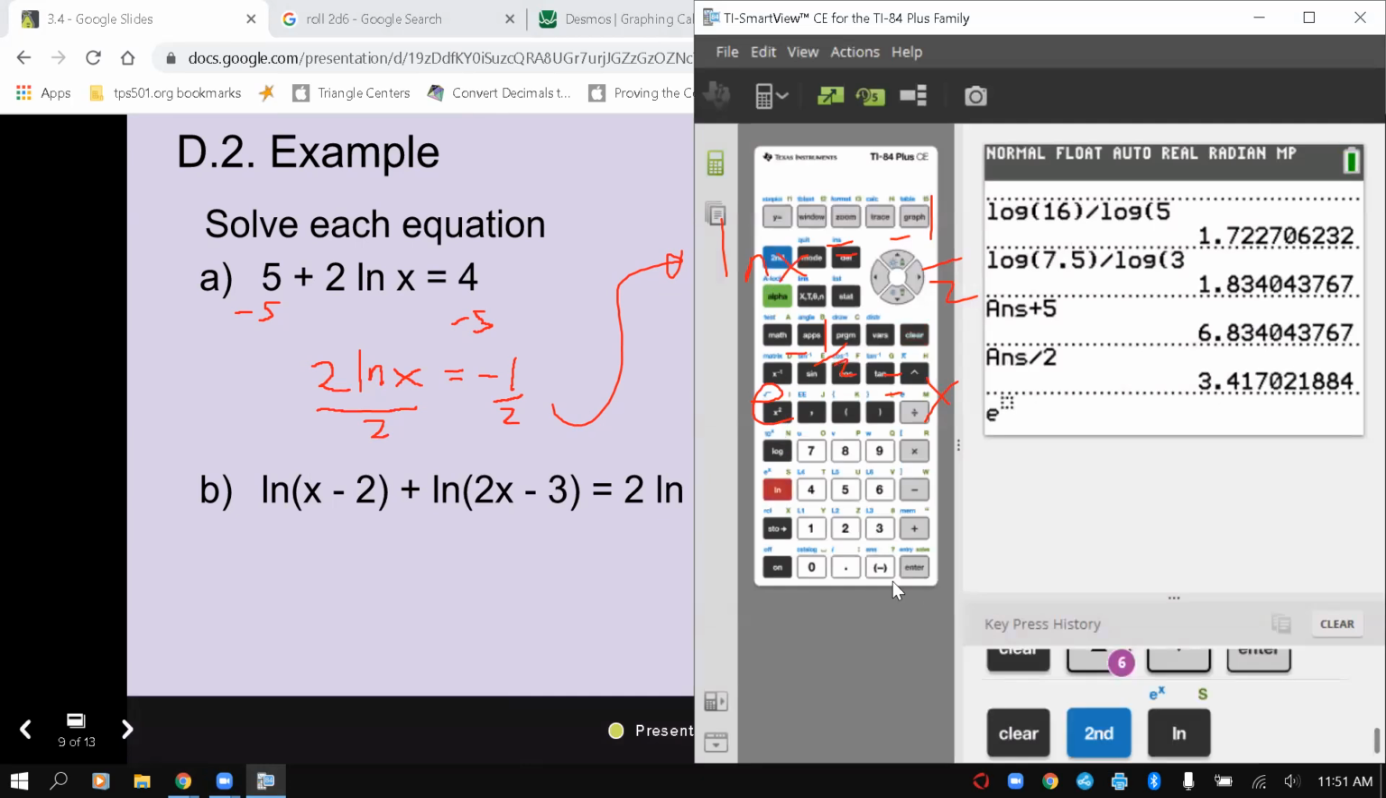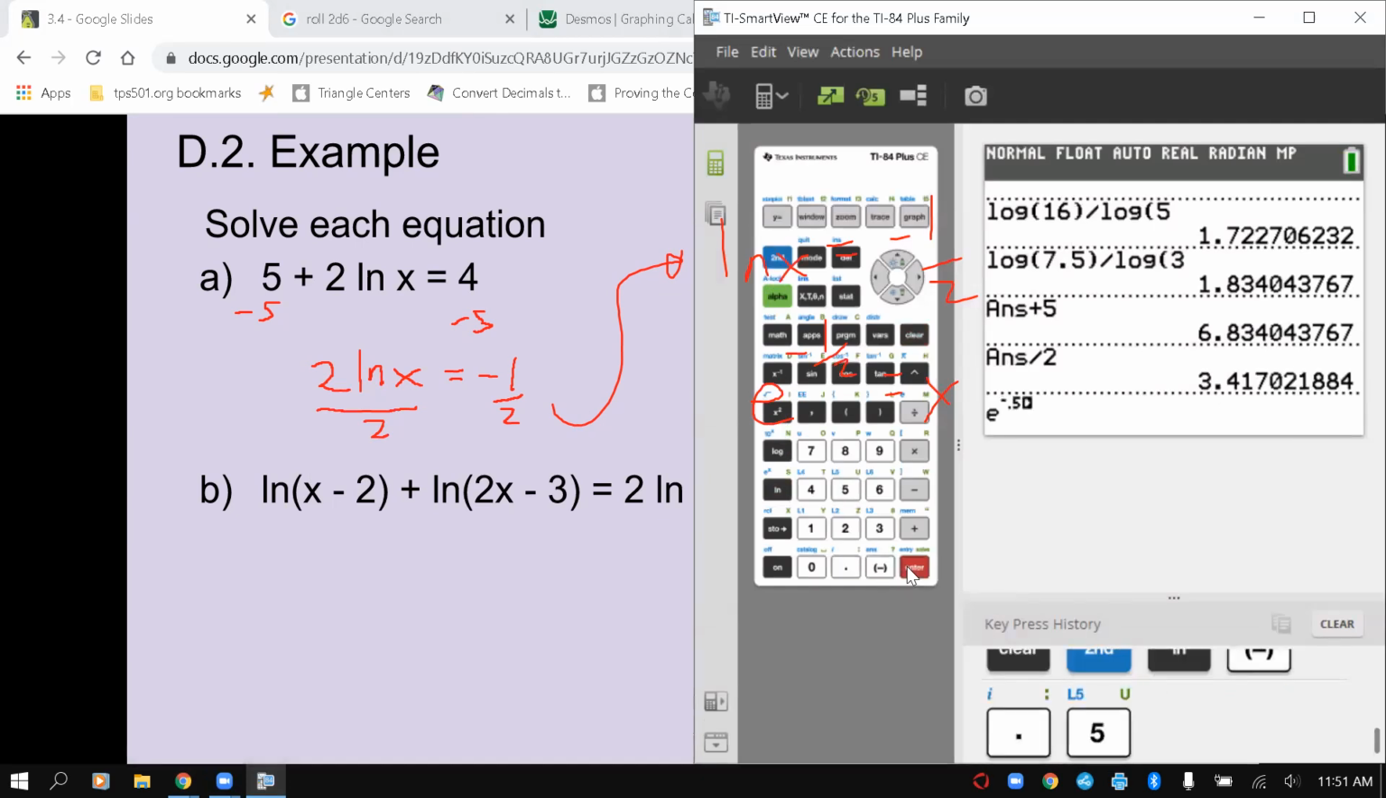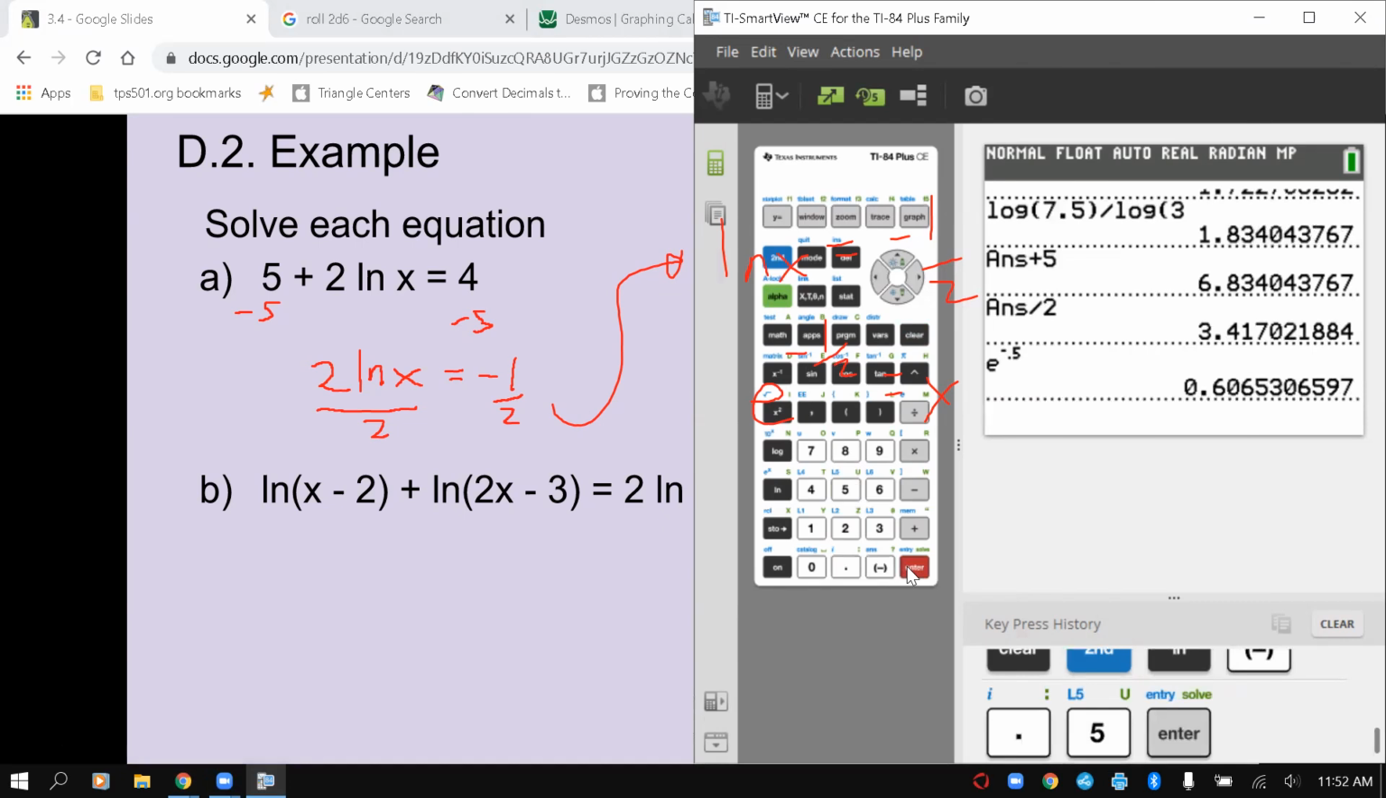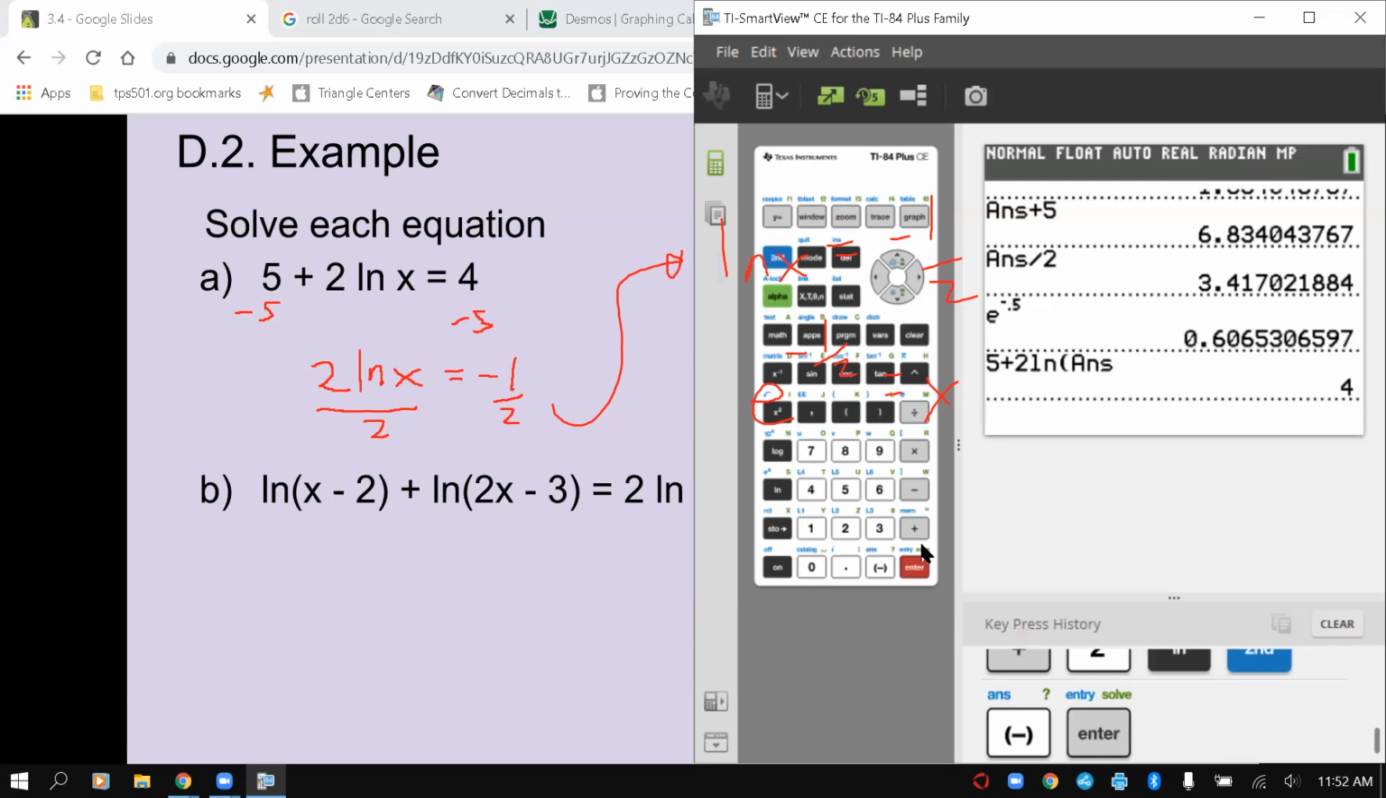Calculator. And you get your answer. Okay, but you gotta plug it back in. Is 5 plus 2 natural log of that answer really 4? It is. That one works. The next one will not work. There'll be one that doesn't work.